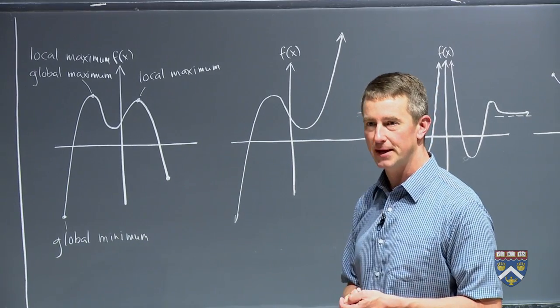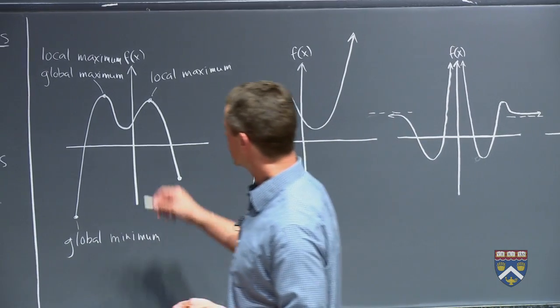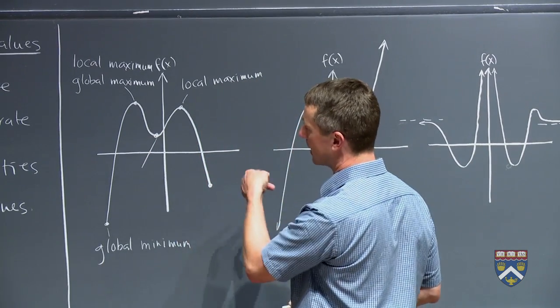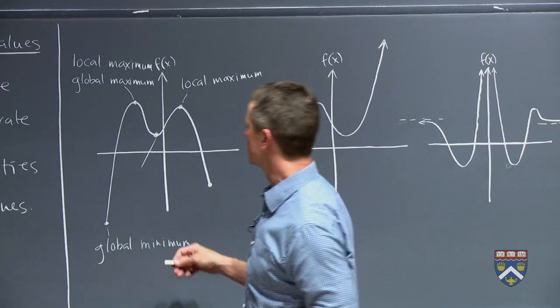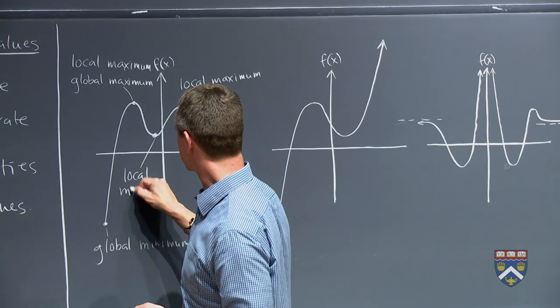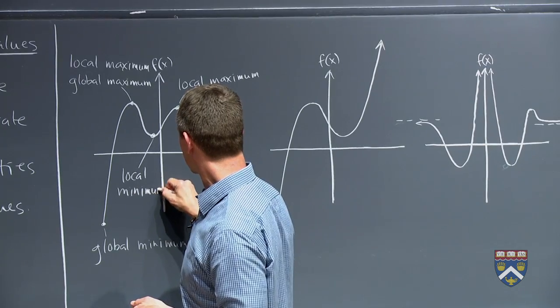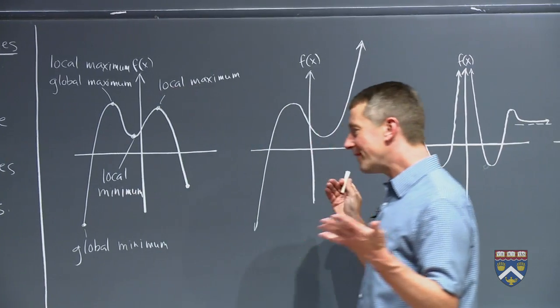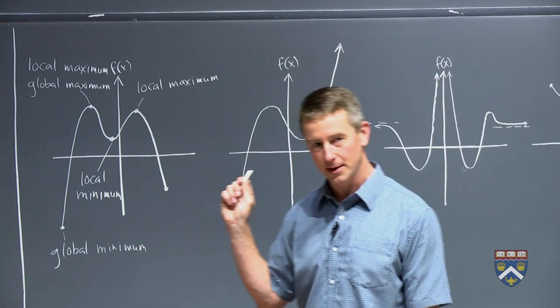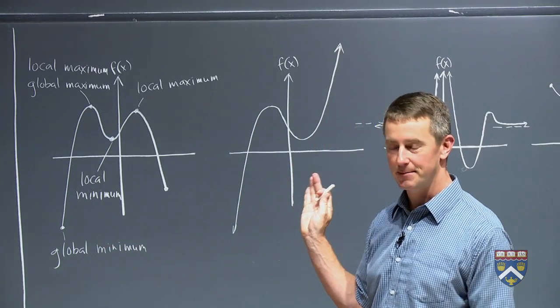Do we have any local minimum points here? We've got one right here. If you're sitting at this point, when you look to the right or you look to the left, you look up. So this is a local minimum. And then there's the question about whether you ought to call these points local minima or not. And this is a matter of convention.